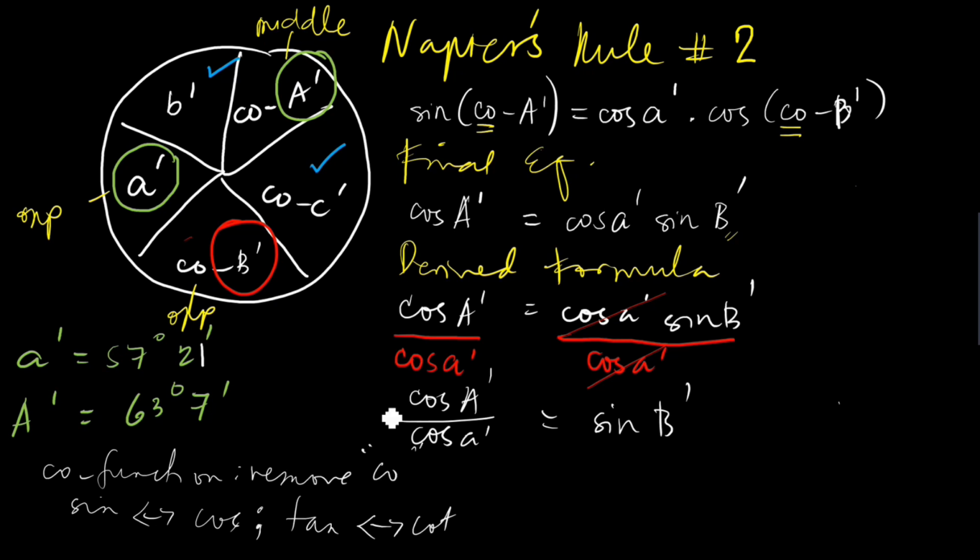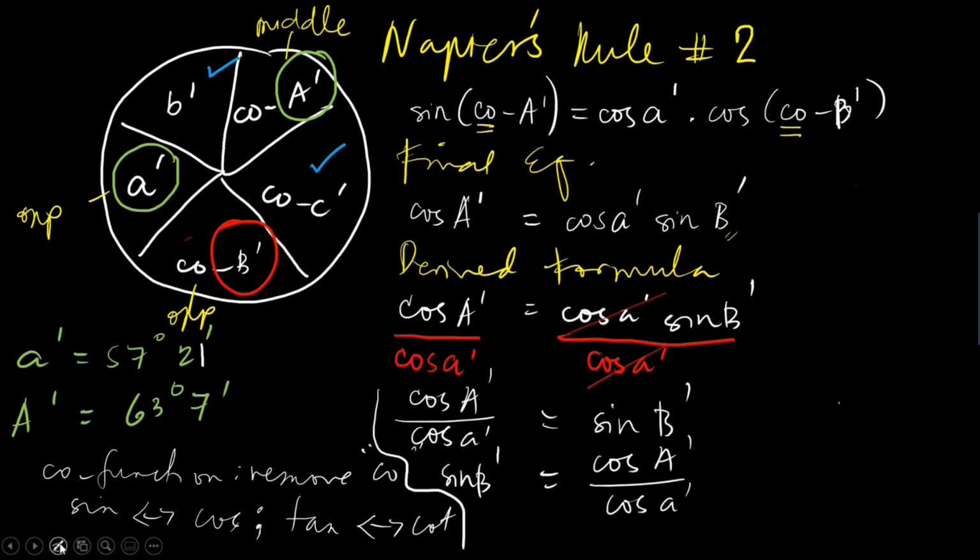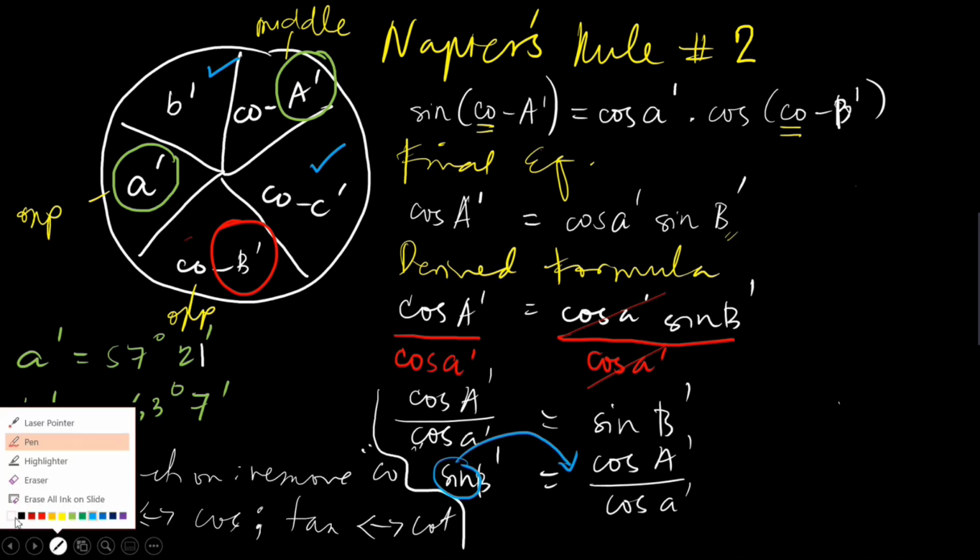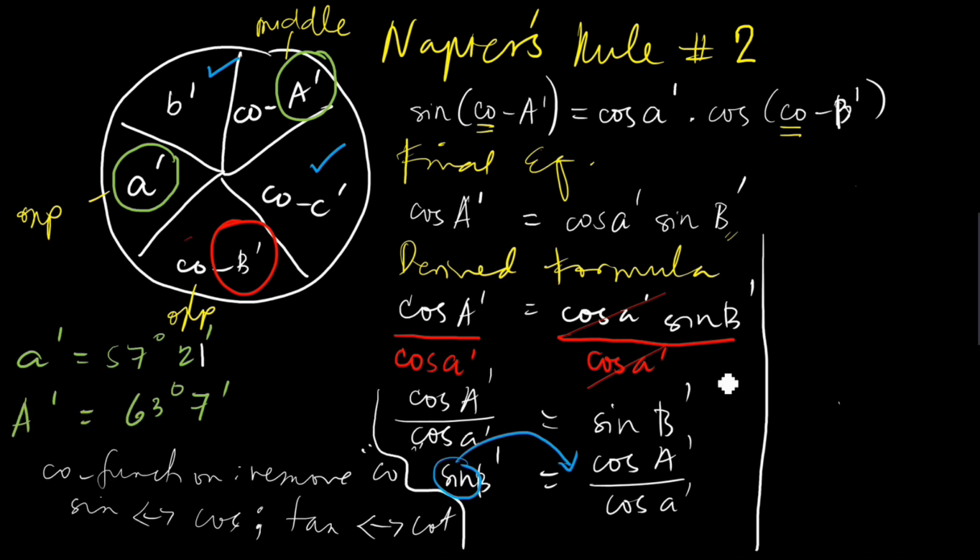This can also be written as the sine of the big B prime equals cosine of the big A prime over cosine of the small a prime. And then, as you can see, since we already have big B prime here, we need to move sine to the other side by applying the inverse trigonometric function. So we do have big B prime equals arc sine, then copy the right side, cosine of big A prime over cosine of small a prime. Then just substitute.